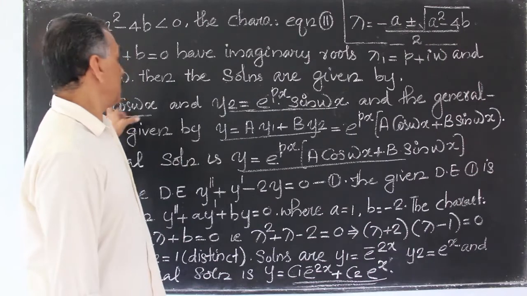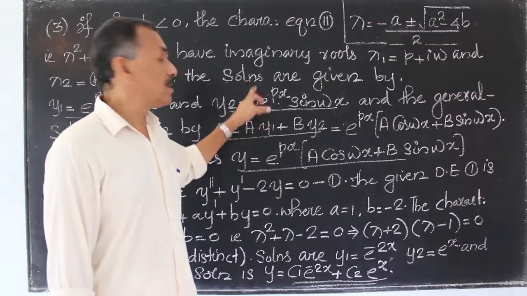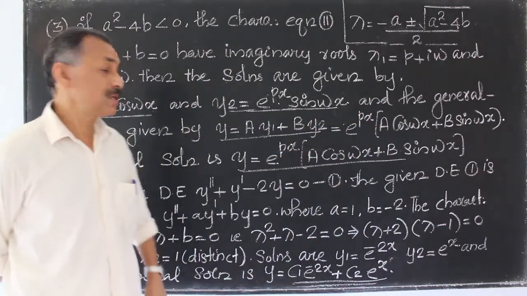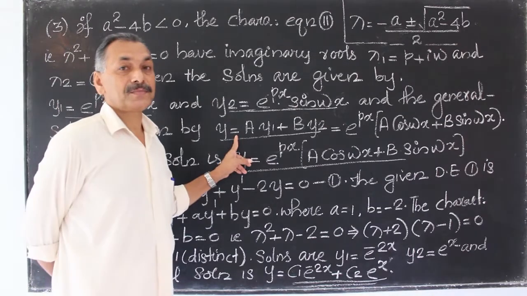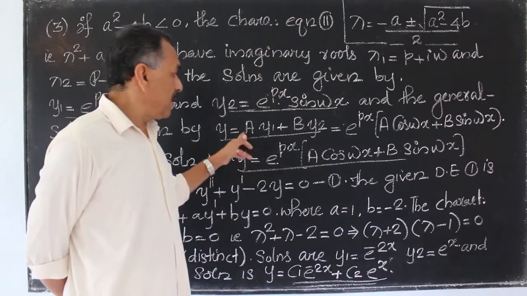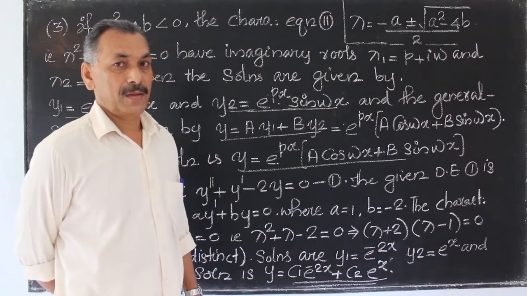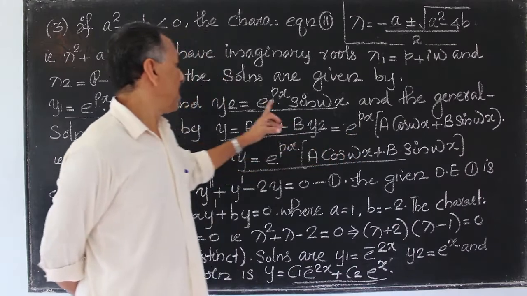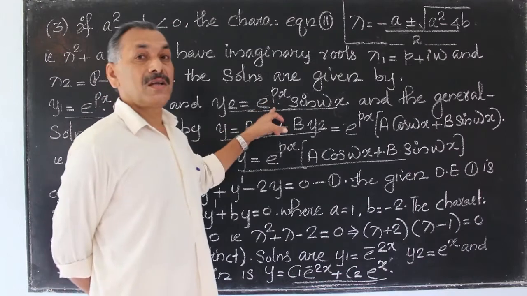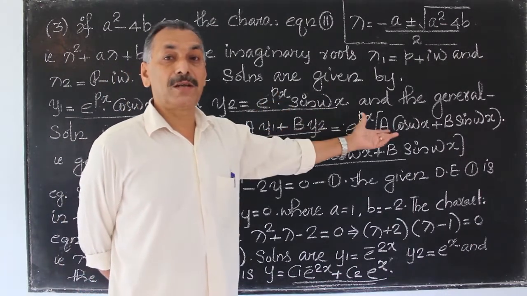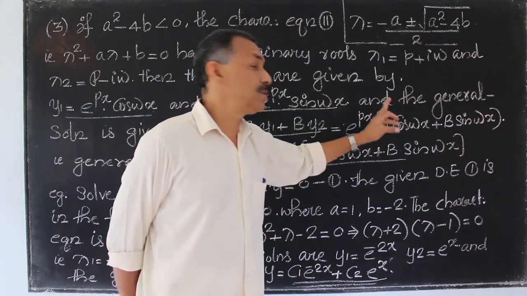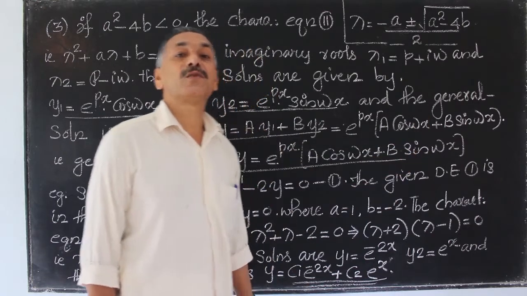So y1 is equal to e raised to px into cos omega x and y2 is equal to e raised to px into sin omega x. Then the general solution is given by y is equal to c1 y1 plus c2 y2, or in this case a into y1 plus b into y2. That is e raised to px cos omega x into a plus e raised to px sin omega x into b. Taking e raised to px common, we get e raised to px into a cos omega x plus b sin omega x.